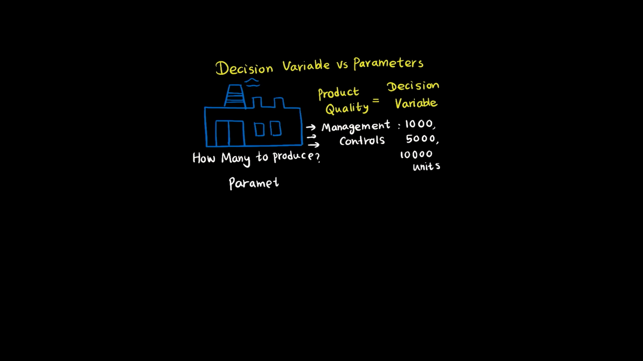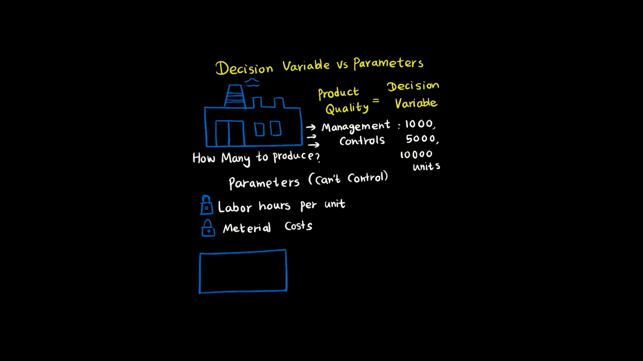Parameters are the things you can't control, like how many labor hours it takes to make each unit, or the cost of raw materials set by suppliers. Production quantity isn't an external market factor or fixed coefficient. The key distinction: can management change it? Yes. Then it's a decision variable used to optimize objectives.